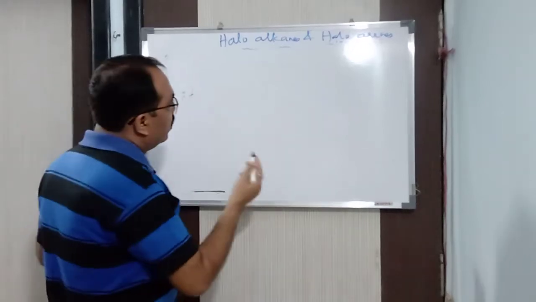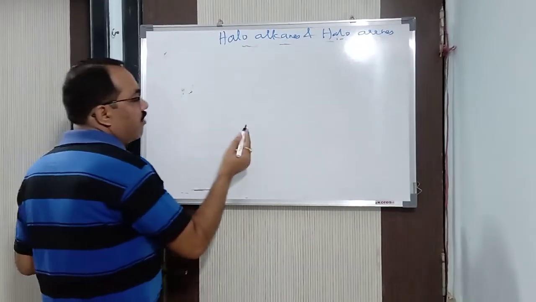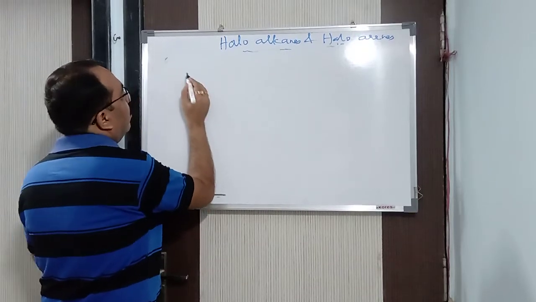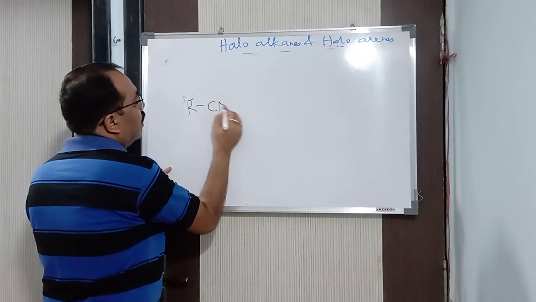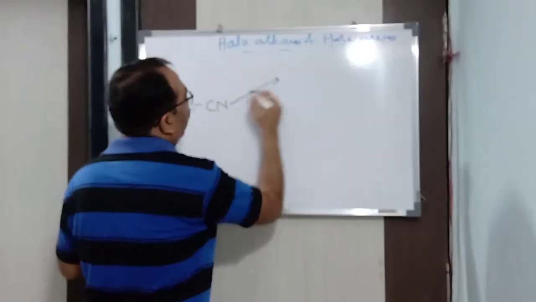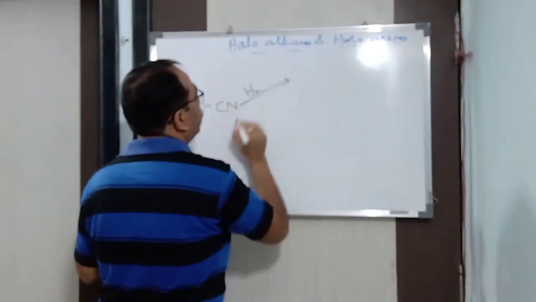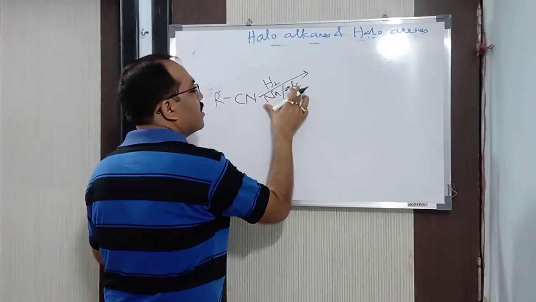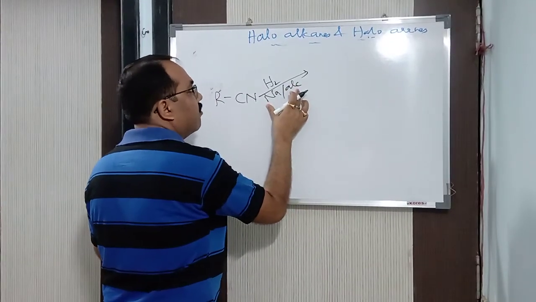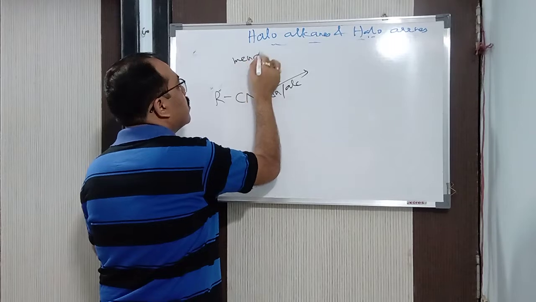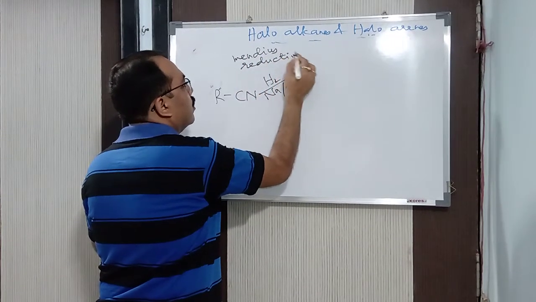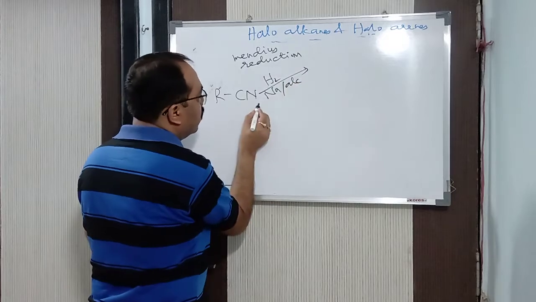Now, as I've said earlier, RCN is a very important compound. It is of immense use. So, if I go for reduction using sodium and ethyl alcohol, it is known as Mendius reduction. Remember that name. Then what product am I going to get?